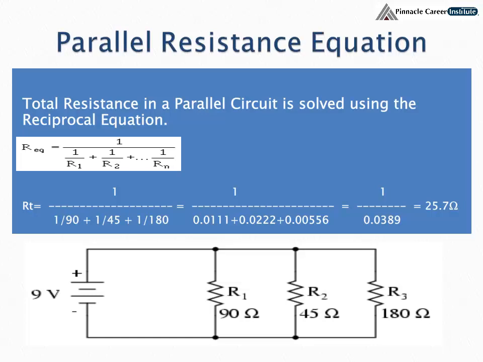Now, 25.7 ohms is my total resistance. You need to notice that it is smaller than any of the resistors in the parallel circuit. That's because parallel resistance is like a freeway. If you've got one lane, there will be a lot of resistance. If I have more than one lane, my resistance goes down, and the same is true for an electrical circuit. So the more parallel resistors I have, the less total resistance I will have.